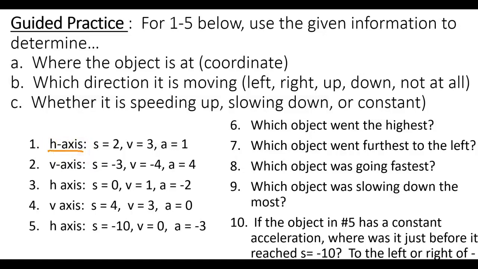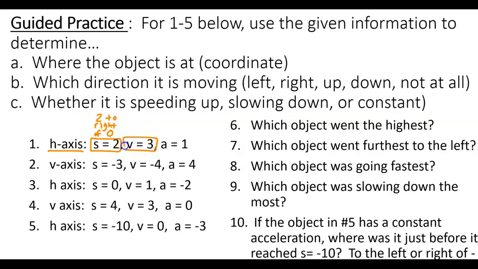So first of all, on number 1, I want you to notice something that I put H-axis. That means we're dealing on a horizontal axis. So for number 1 on my horizontal axis, I am located at a coordinate of 2. That's what this is. This is my coordinate. I'm located at 2. You could say you're 2 spaces to the right because it's a positive 2. So let's be more specific. 2 to the right of 0. Okay, so there's my coordinates.